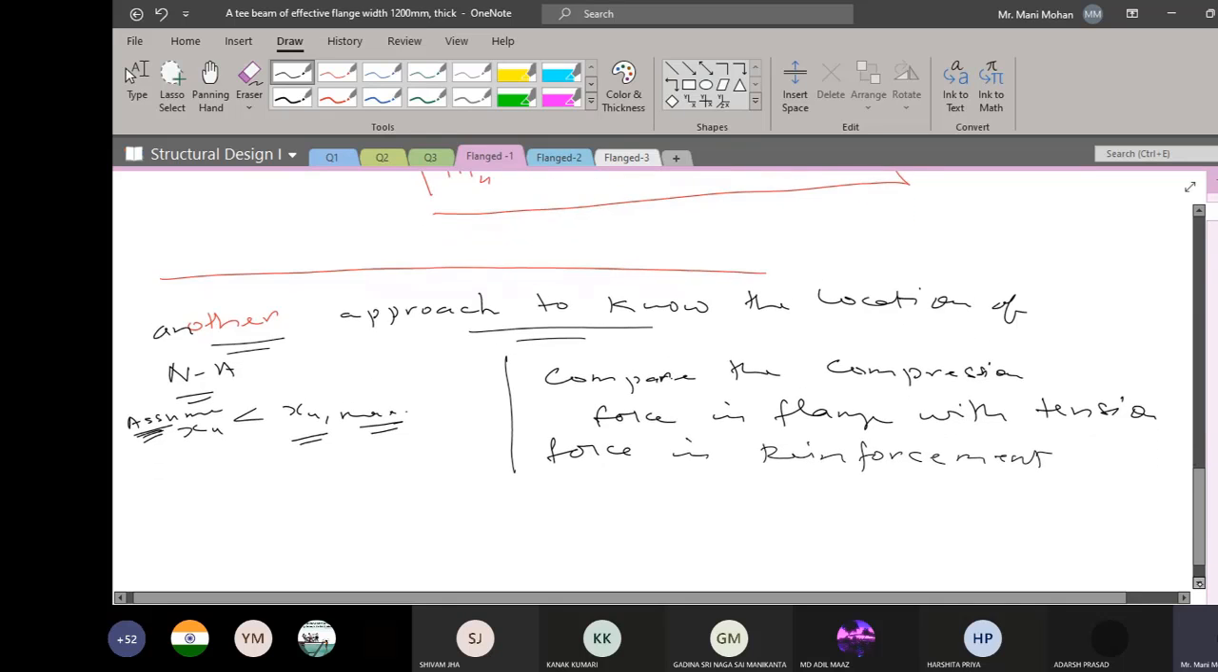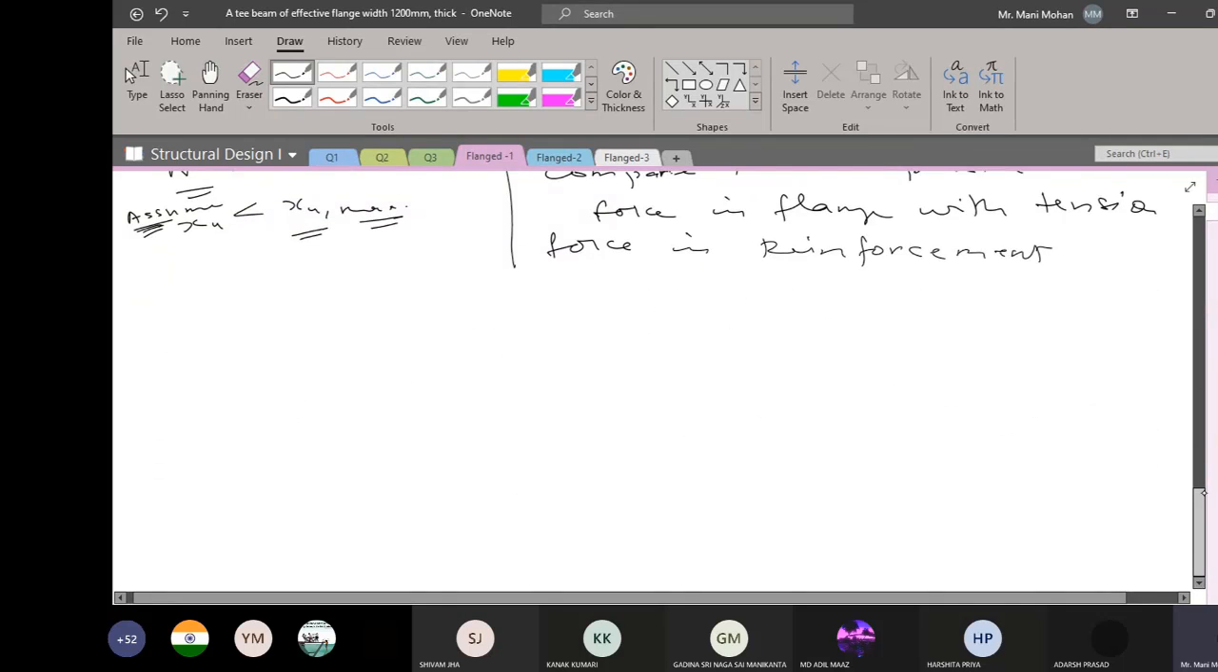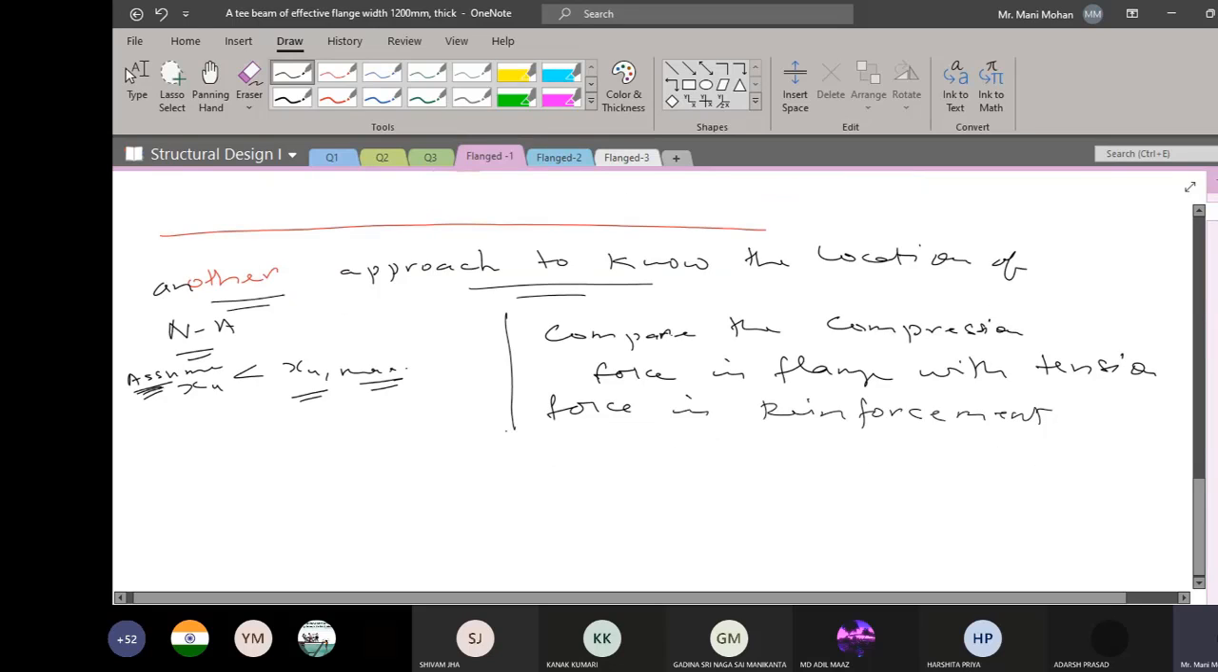Okay, so if I do this, let us do this. So what is the compression force in the flange? It is going to be 0.36 fck, effective width of flange into thickness of flange. So how much do you get this compression force in flange?